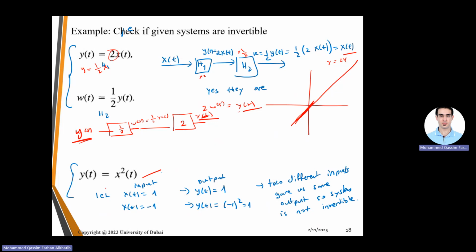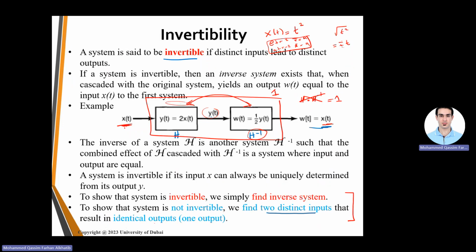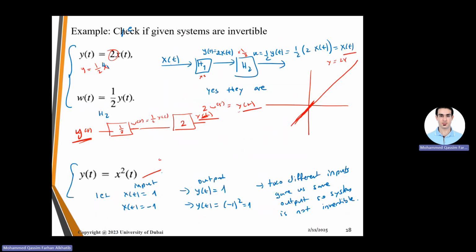This one here, y(t) = x^2. Again, to prove the system is not invertible, find two distinct points and show that they have the same output. So at x = -1, y = 1, and at x = 1, y equals 1. I have two distinct points in the input that lead to the same point in the output. So in this case, the system is not invertible.